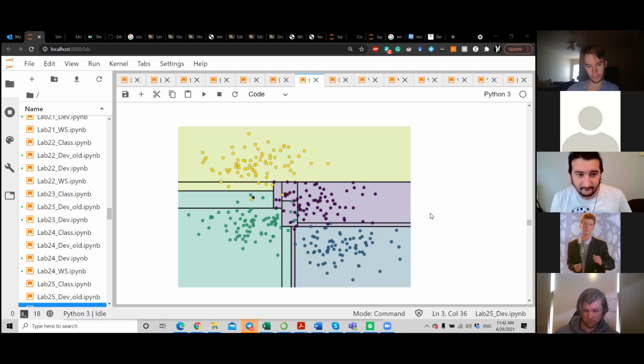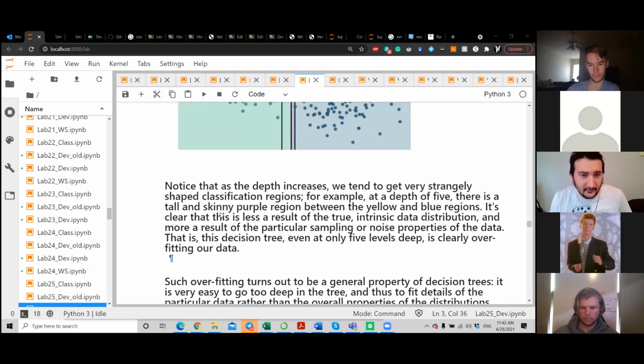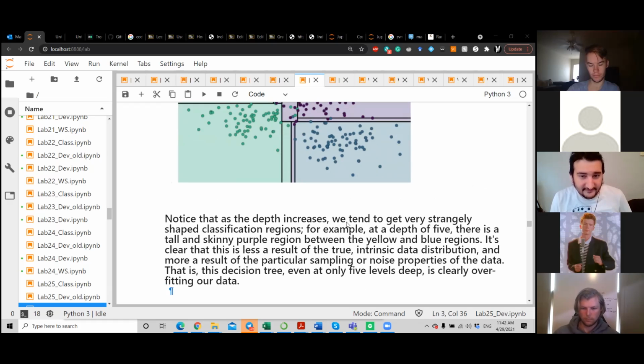Stuff like the purple column going all the way down, weirdly shaped tiny boxes, that usually is an indication of overfitting. Notice that as the depth increases, we tend to get very strangely shaped classification regions. For example, at a depth of 5, there is a tall and skinny purple region between the yellow and blue regions.